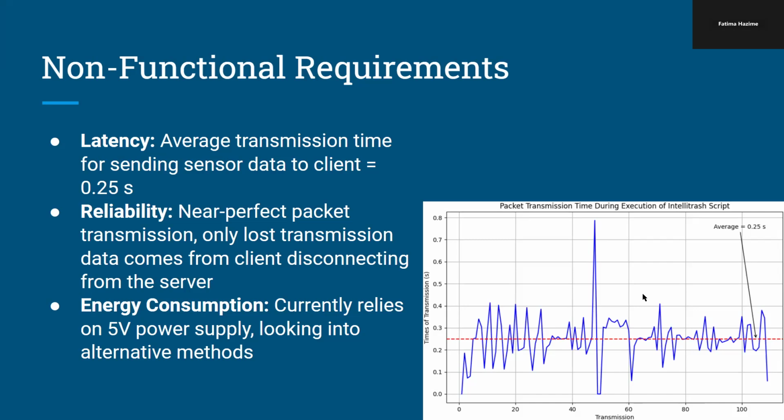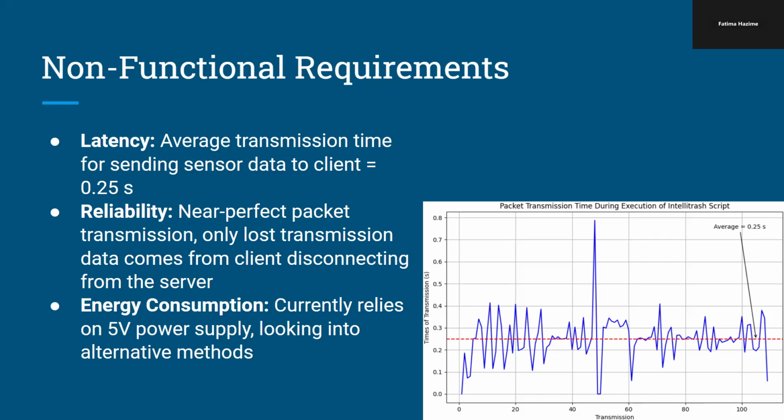In terms of reliability, we have near perfect packet transmission. The only lost transmission data comes from the client disconnecting from the server at the end, as there is no acknowledgement that the last piece of sensor data was sent to the client. So as a result, that packet was considered lost.